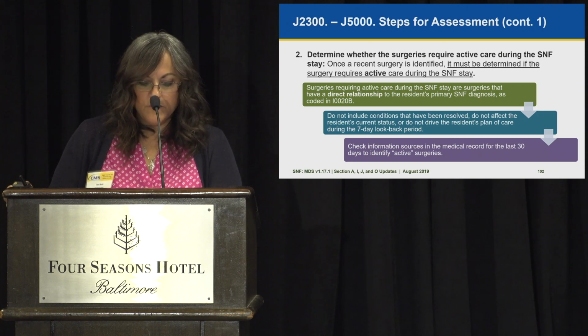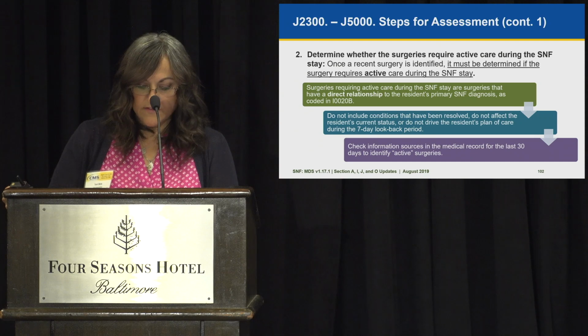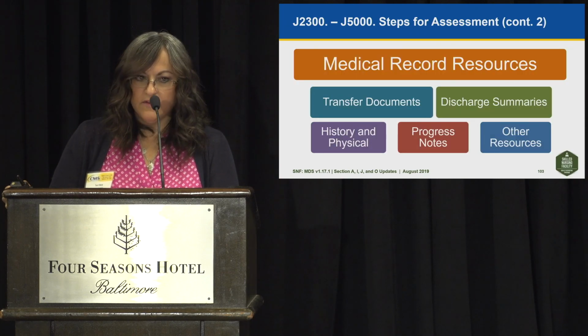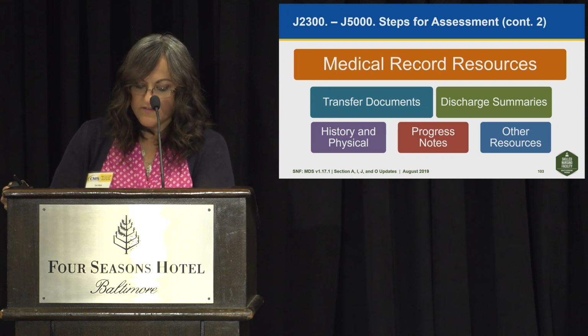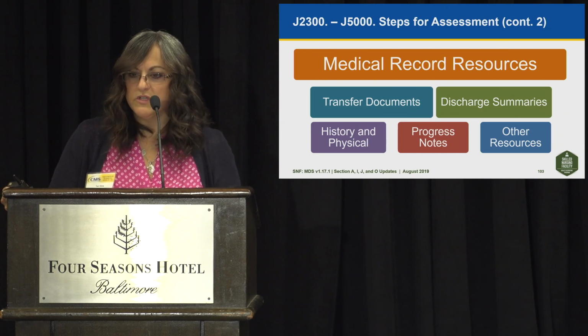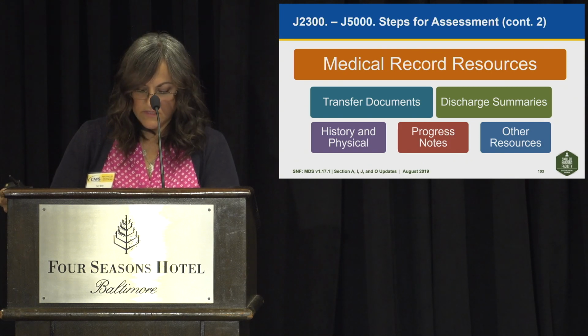So you're going to check information sources in the medical record for the last 30 days to identify active surgeries. And you're going to find that information in the same areas that we talked about already: transfer documents, discharge summaries, progress notes, and other resources that you have available to you. And again, remember, whatever is communicated verbally should be documented in your medical record and aligned with the care that the resident is going to receive.